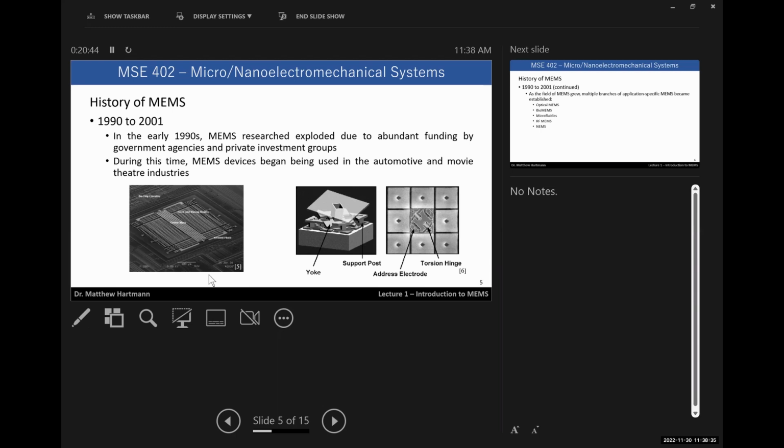These were first commercialized in the mid 1990s, and we're still using them 30 years later today. So huge, huge advancement in the field of MEMS.